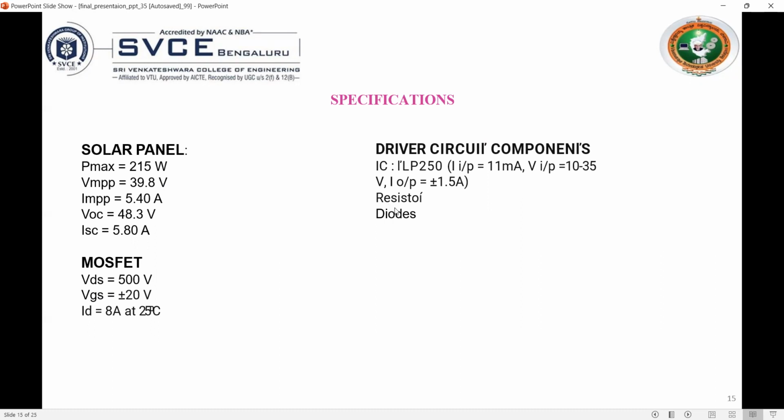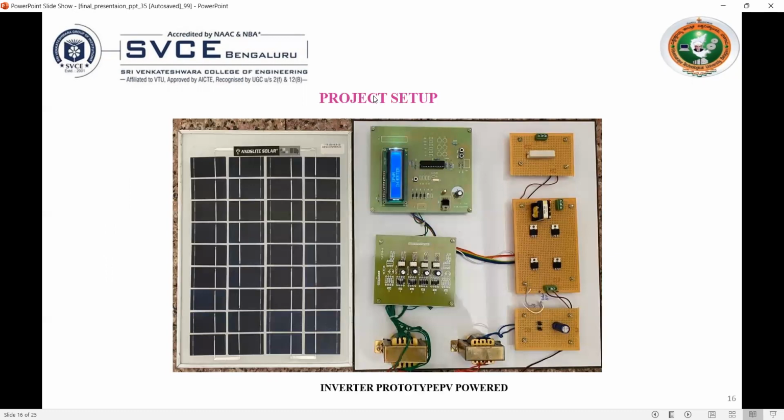Resistors will be used. Different resistors are used and diodes are used in it. Now coming up to our project setup.